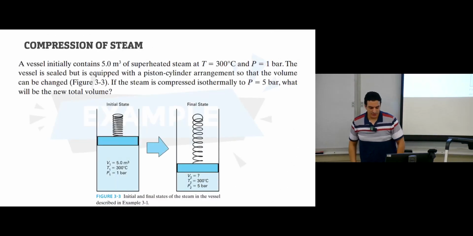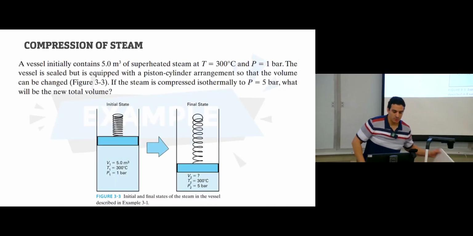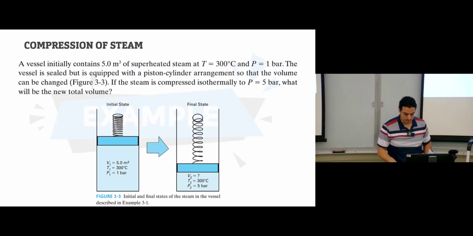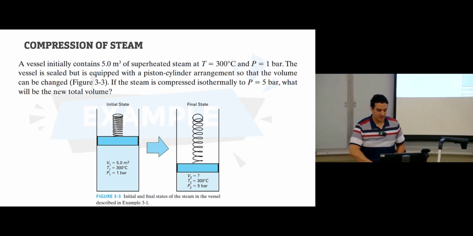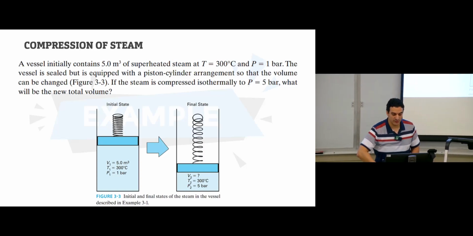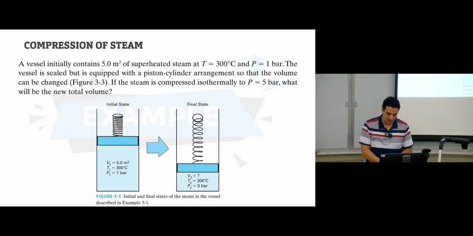Okay. Let's take this example. This example is compression of steam. Let me put this one up to get the numbers. We have a vessel. This vessel initially contains 5 meter cube of superheated steam at 300 degrees Celsius at 1 bar. The vessel is sealed, but it's equipped with a piston cylinder arrangement so that the volume can be changed. If the steam is compressed to 5 bar, what will be the new total volume?